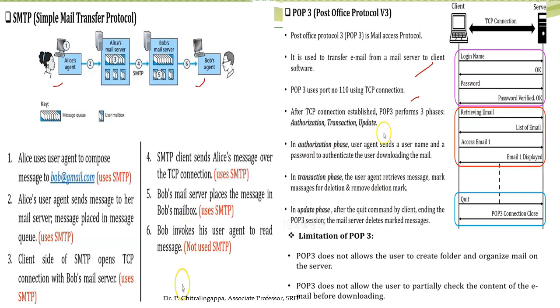The difference between the Post Office Protocol and IMAP is that there are some limitations in the Post Office Protocol. POP does not allow users to create folders and organize mails on the server. POP3 does not allow users to partially check the content of the email before downloading. So these are some of the limitations of POP. POP has some phases: one is the authorization phase, then the transaction phase, and the updation phase.